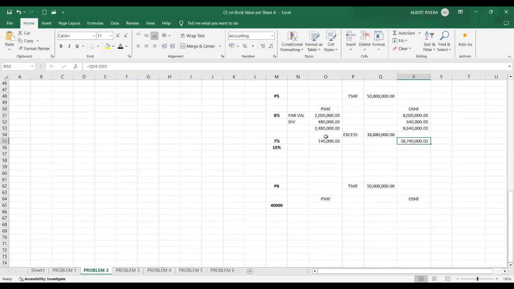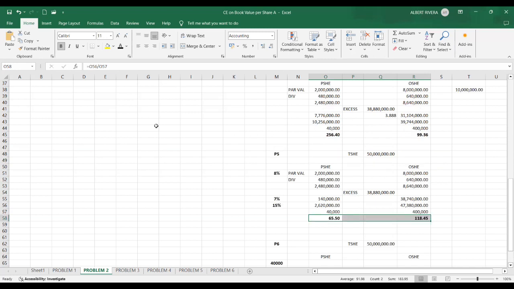So this would now be the total. 2.48 plus 140. So this is 2,620, and this is 8.64 plus 38.740. So this would be 48,380,000 divided by the number of shares outstanding, which are 40,000 for preference and 400,000 for ordinary. And the answer would be this. 65.50, and 118.45. Okay, let's move to problem 6.